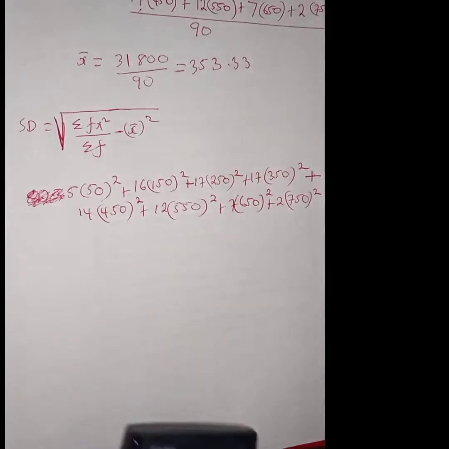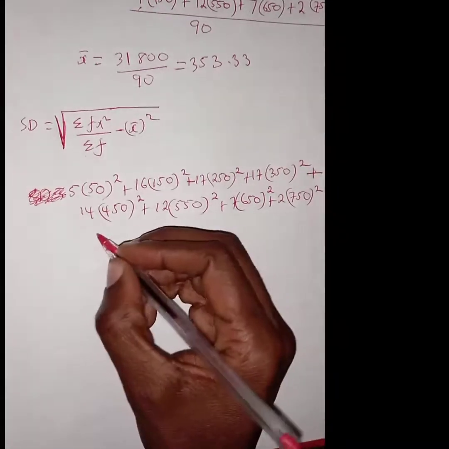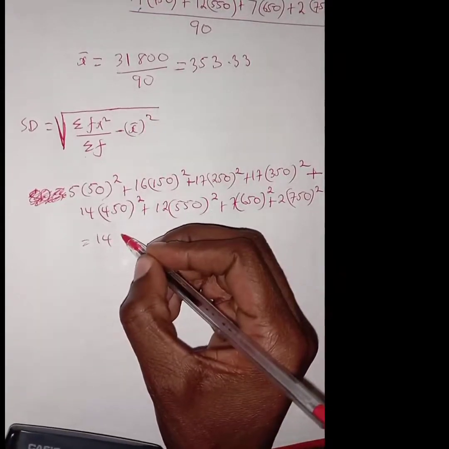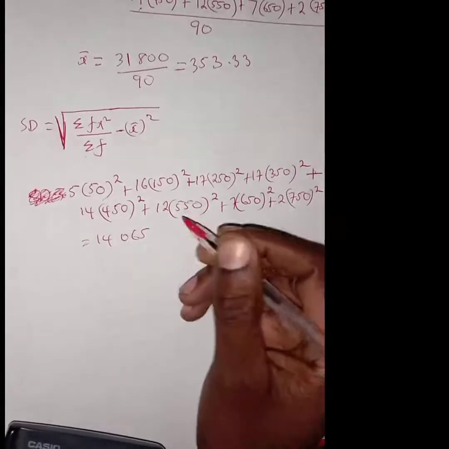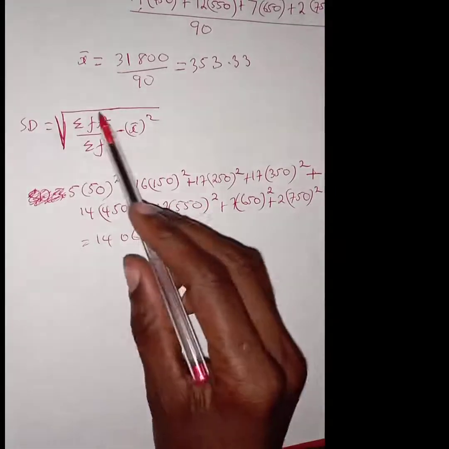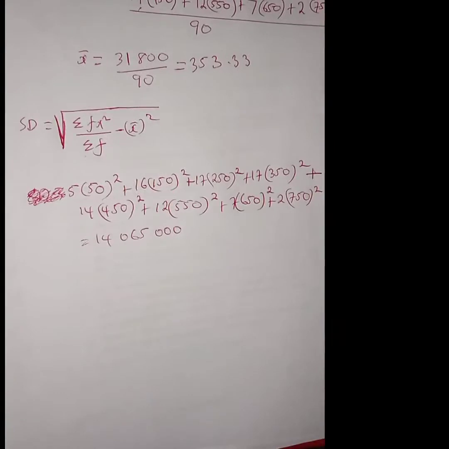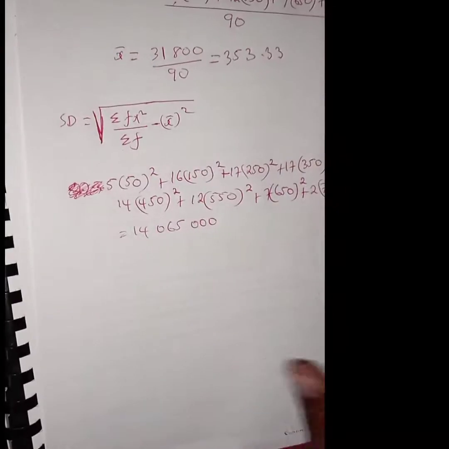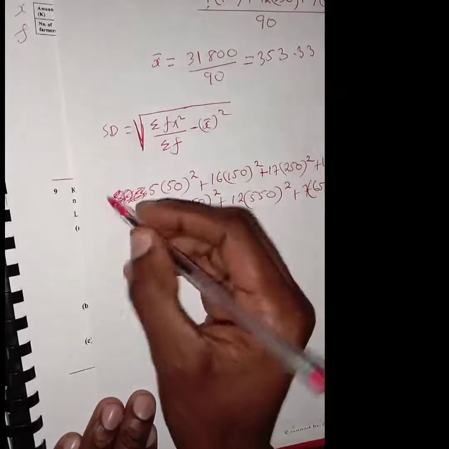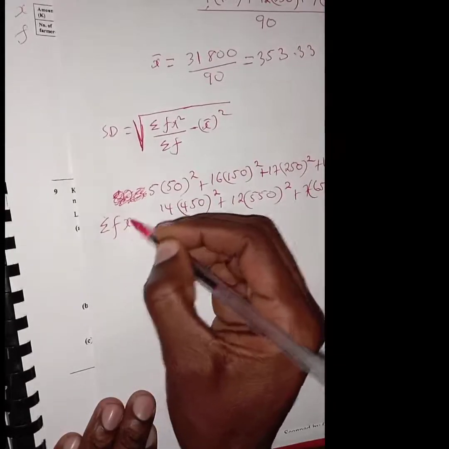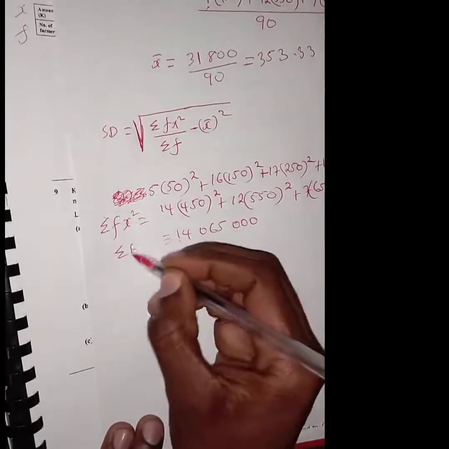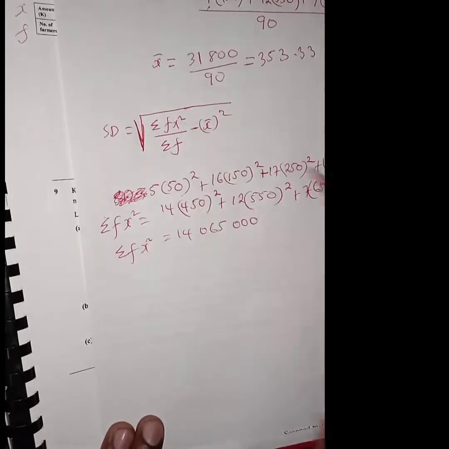So we're going to get 14,065,000. See, 14,065,000 when you do the summation of this. You see that? Now, what we are doing here is which one? It is the top one, this one. Summation of fx square. This is what we are doing. We have gotten the answer. Summation of fx square. This is the one on top.